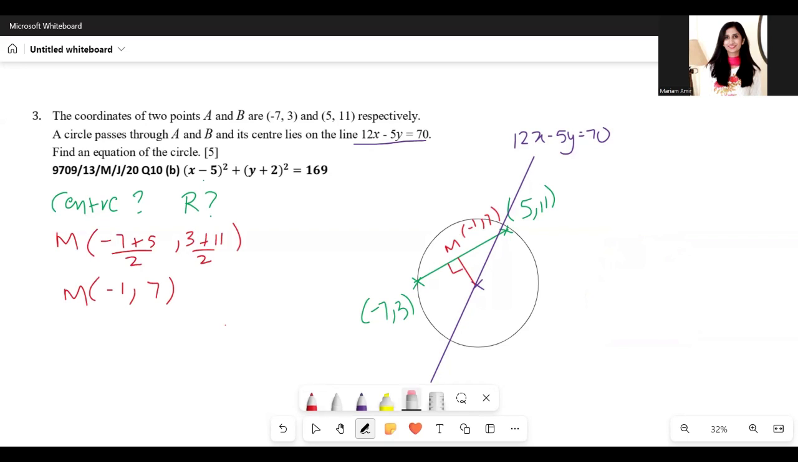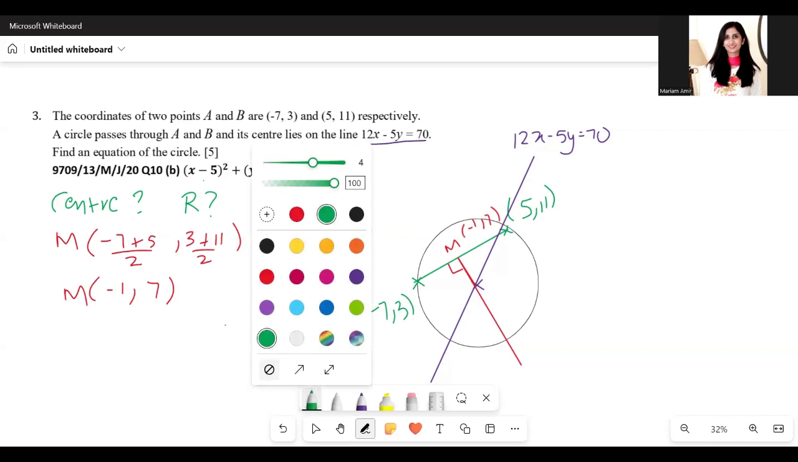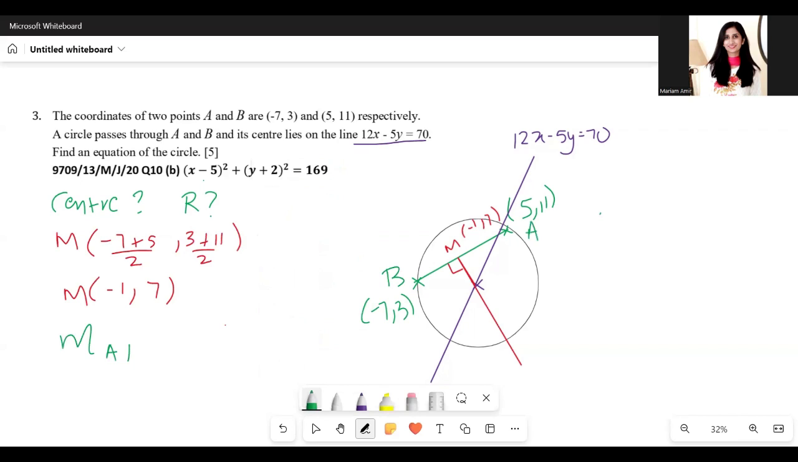Now, you should be able to find the equation of this line because we can find the gradient of AB. This is A, this is B. Let's find the gradient of AB. Then we're going to take its negative reciprocal. Gradient of AB would be 11 minus 3 upon 5 plus 7. Eight upon 12, which is going to be 2 upon 3. So then the perpendicular gradient, or the gradient of the red line, is going to be negative 3 upon 2.